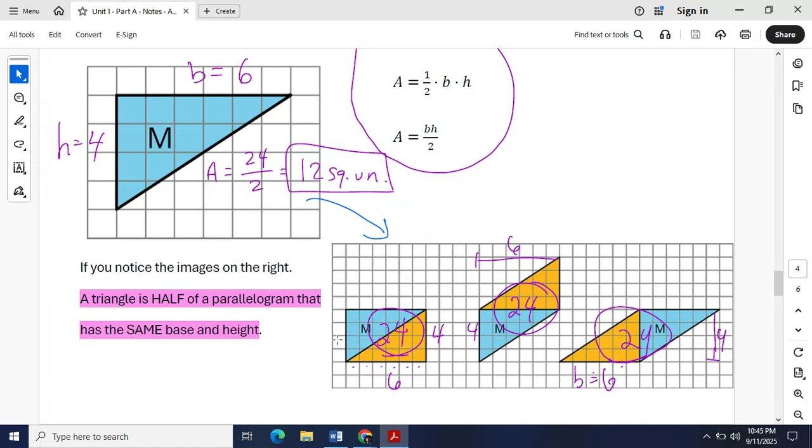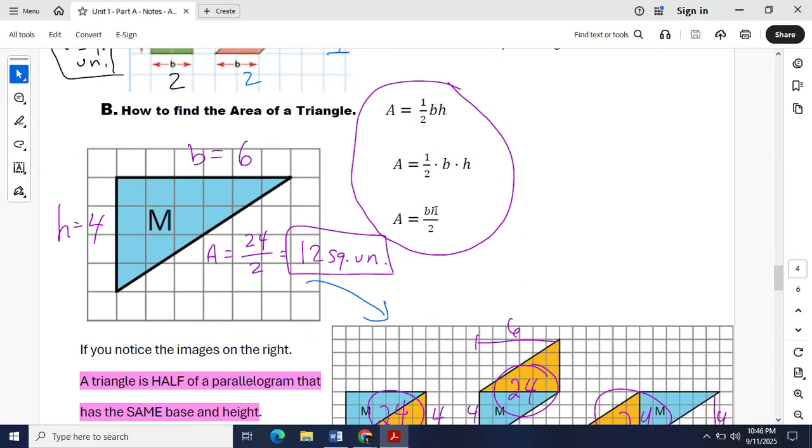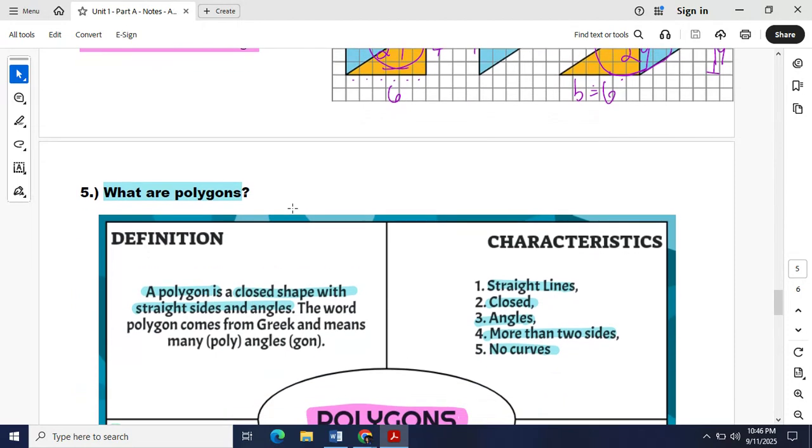Now this only pertains when the base and height are the same. So if this parallelogram is 24, half of it would be 12. That means the area of this triangle is 12. You can do 6 times 4 is 24, but that's as if the whole rectangle is there, and it's not. Half of it, so you take base times height divided by 2, or half base times height. That's how you find area of a triangle.